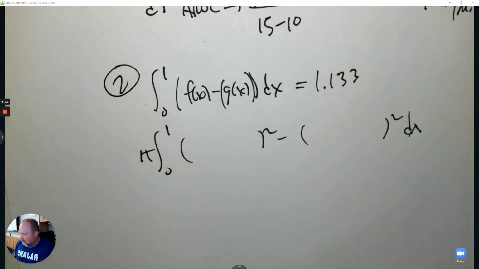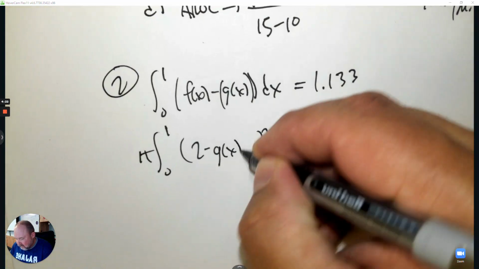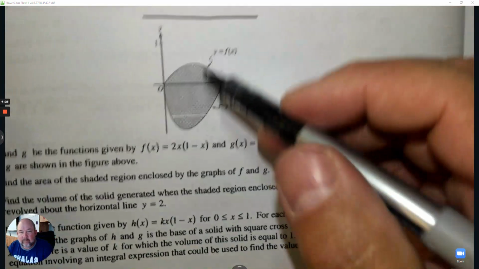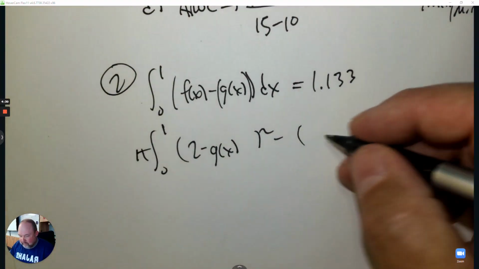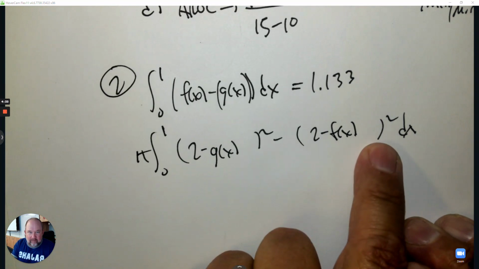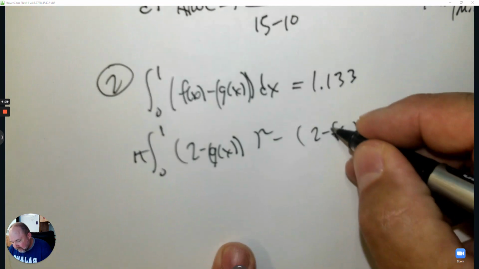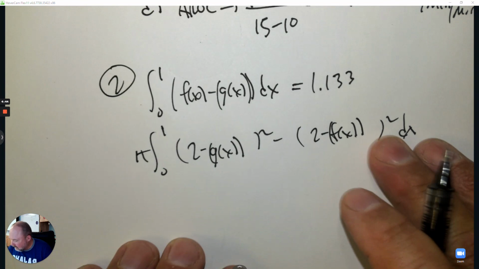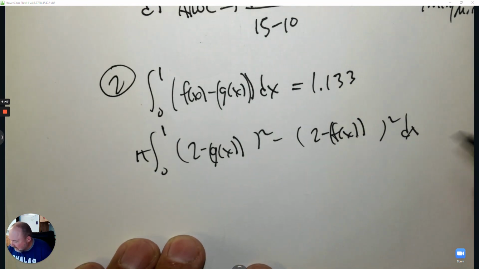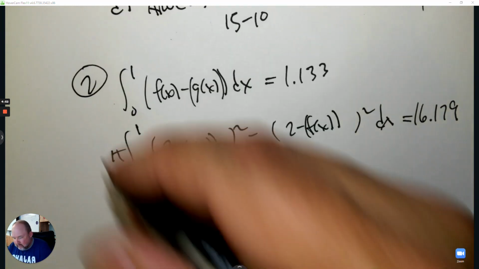So the big radius is going to go from this line, which is 2, subtract the bottom, which is g at x. So it's 2 subtract g at x. The small radius, 2 subtract the top curve. So 2 subtract f at x. Type this in. Again, actually use what g at x and f at x are. Make sure you use parentheses around this. Parentheses around this. Type it in. I really want to know if you typed it in correctly. And the answer is 16.179. Challenge yourself. Did you get that answer? Do you know how to use your calculator?